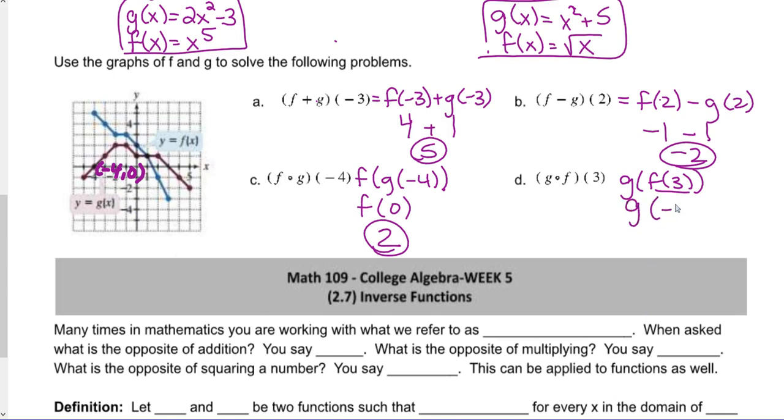Now I need to figure out what is negative 3 on the g function. So I'm going to x equaling negative 3, which is right here. On the red function, that's the point negative 3, 1. Therefore, the y value when x equals negative 3 is 1. And my whole composition there is equal to 1. Okay, all right, very good.